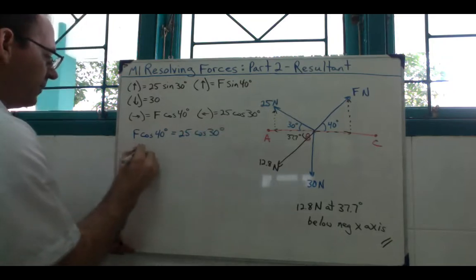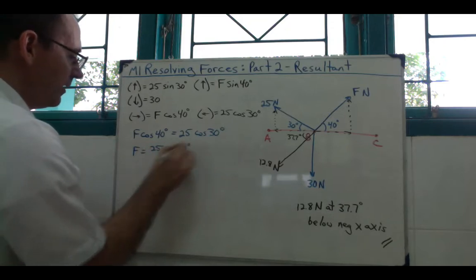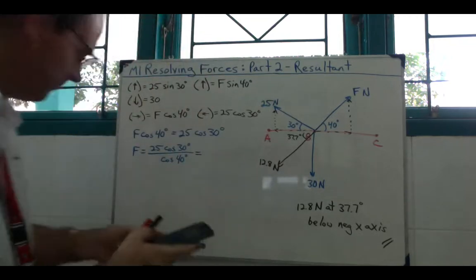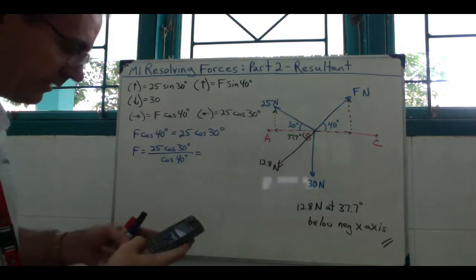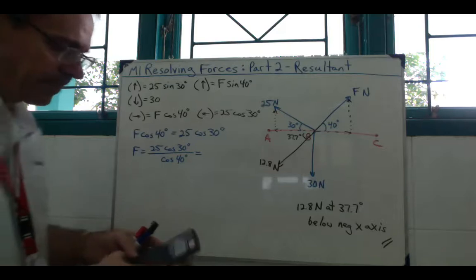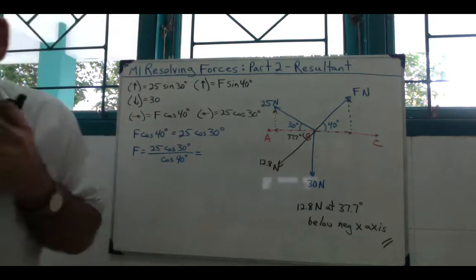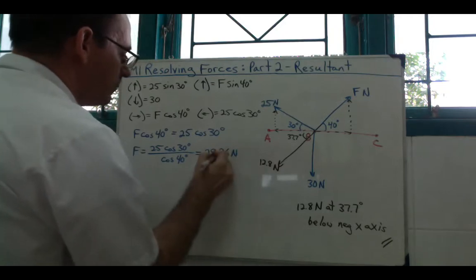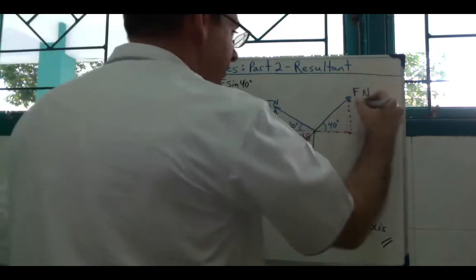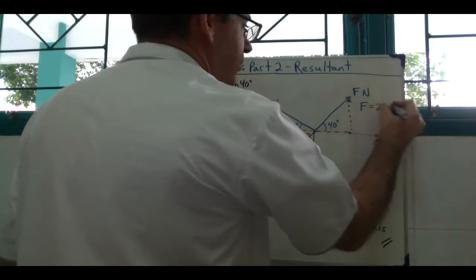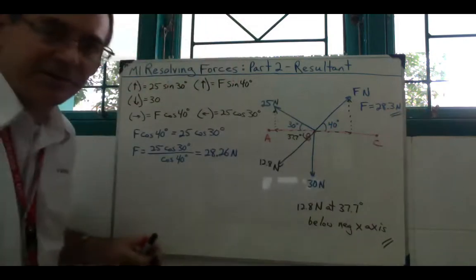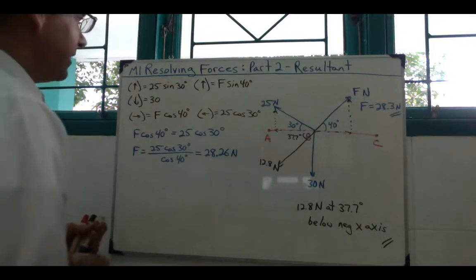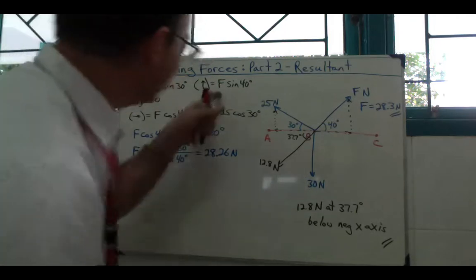So if we solve for F, F equals 25 cosine 30 divided by cosine of 40 degrees. And when we do that on our calculator, 25 cosine 30 divided by cosine of 40 equals 28.26. So 28.26 newtons. And so I'll go ahead and put up here F equals 28.3 newtons, so 3 significant figures, so we already have that answer there. But we want to use 4 significant figures here. So now that we have that, we have a value to put in here. So let's go ahead and put that in.